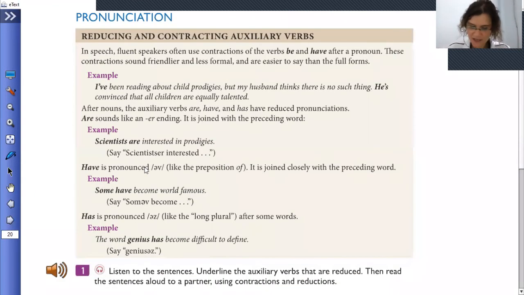Okay, we come to the last part. Real quick, I go over this. Bear with me for another 5 minutes. Pronunciation. In pronunciation, we often reduce, and you can also call that contract, auxiliary verbs. Those auxiliary verbs are helping verbs. So we're looking at have, the verb be, is, are, has, all those. So this is basically where we contract. So instead of saying he is, we say he's, I have, I've, you know.